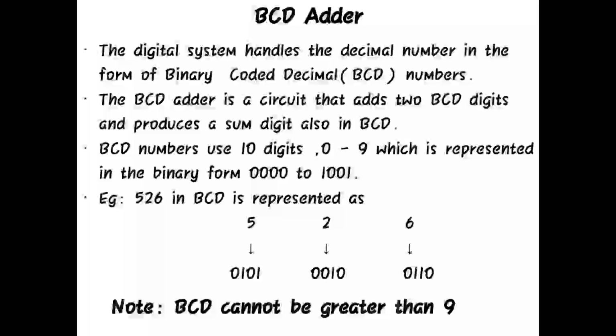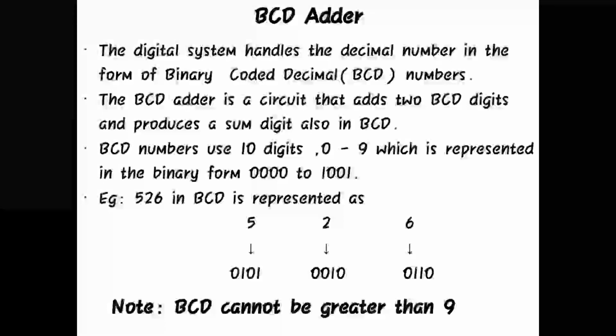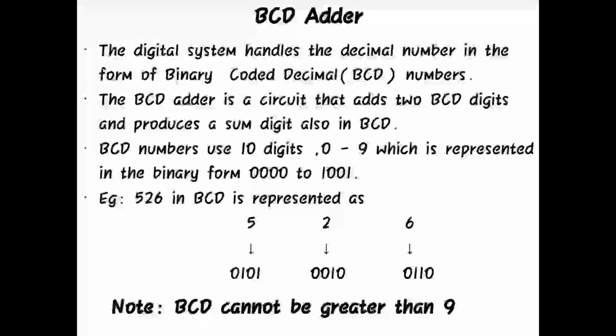You may have a doubt: why are 4 bits taken, like 0101, instead of 3? Because BCD means 0 to 9. How do we represent 9? 1001 is 9. So compulsorily 4 variables must be taken here. It is 0101 for 5, 0010 for 2, 0110 for 6. If they give 8, it will be 1000. If they give 9, 1001. If they give 10, it is not valid in our BCD.